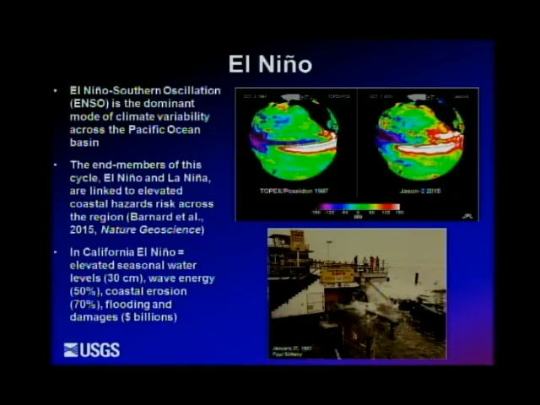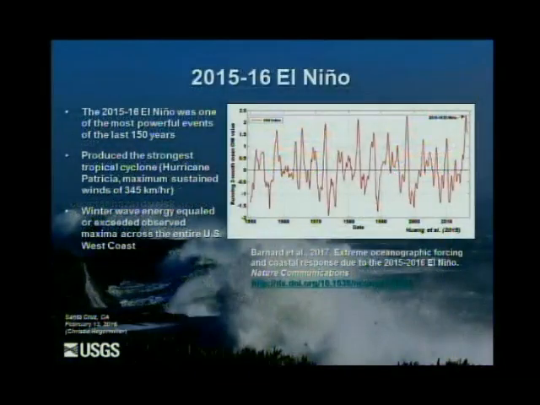Now, what this means for California is during these El Nino winters, when we have this very warm water along our coast, warmer water is less dense, so it takes up more space, and we have elevated water levels of about 1 foot during El Nino winter, wave energy that can be about 50% above normal, and coastal erosion that can exceed seasonal averages by about 70% and cause flooding and damages that can be in the millions.